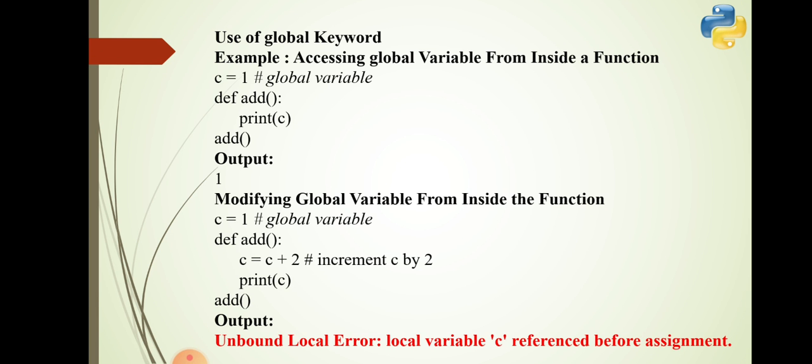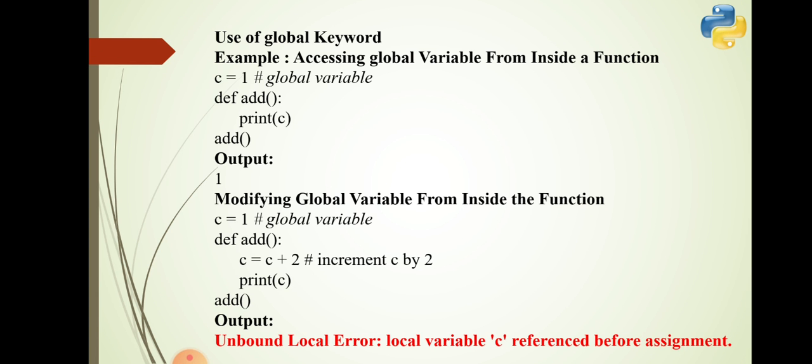So now, modifying a global variable from inside the function. Okay, modifying the global variable from inside the function, you could change the values. For example, C equal to 1. Now def add, I am creating a function called add. Now I'm changing the value, C equal to C plus 2. That means I incremented the value by 2. Now I'm again printing C. Now I'm going to call the function add.